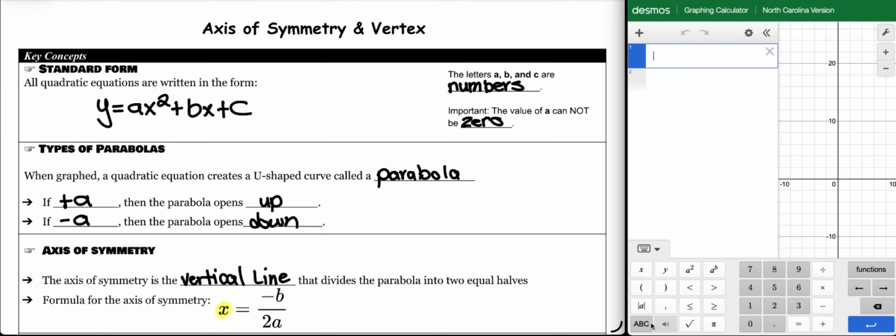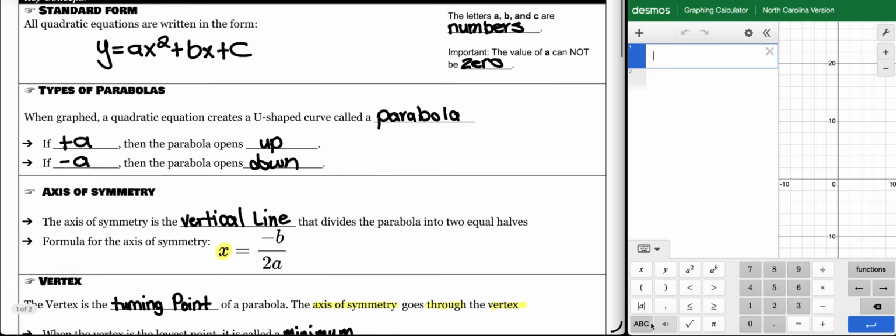If we have a positive A value, the parabola opens up. So it's more like a U. The big part of it, the opening part, will be facing up. Now, if the A value is negative, the parabola opens down, meaning the wider part or the opening of it will be facing downward.